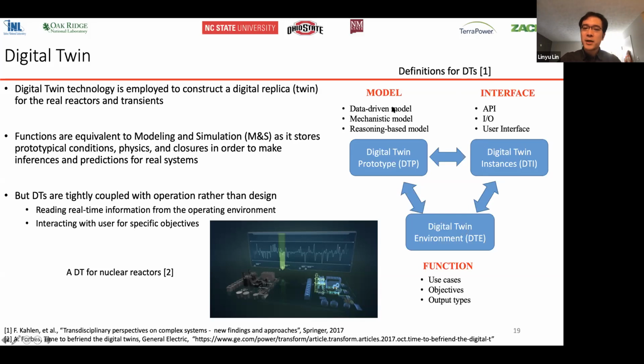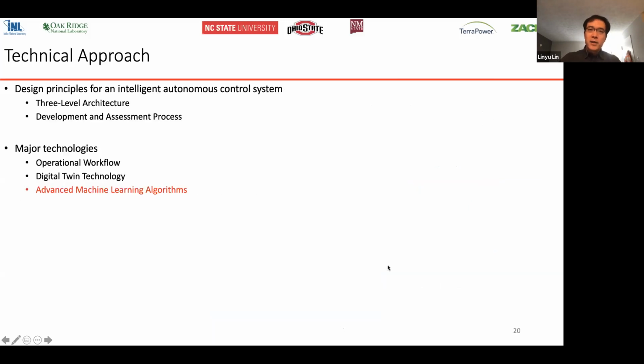The model aspect can be a data-driven model, mechanistic model, or reasoning-based model. Second is the interface. It represents the application program interface, input and output, and also the user interface. And the third is the function, which tells the objective of the digital twin, the use case of the digital twin, and the type of output for this digital twin. That is the brief explanation for digital twin.